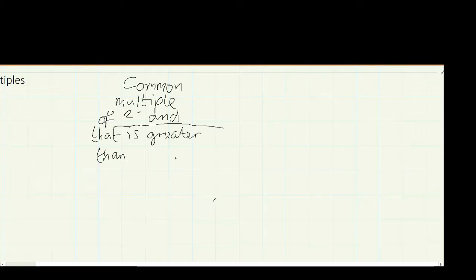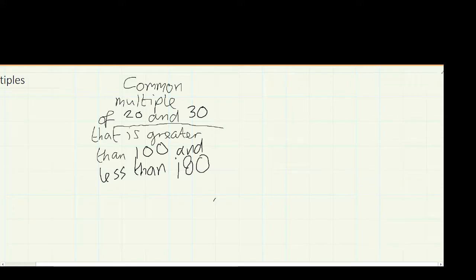We're going to look at common multiples of 20 and 30. That's quite interesting. Yeah, there should be quite a few actually. And he wants them to be greater than 100. And he wants them to be less than, what are we going to do? Less than 180.